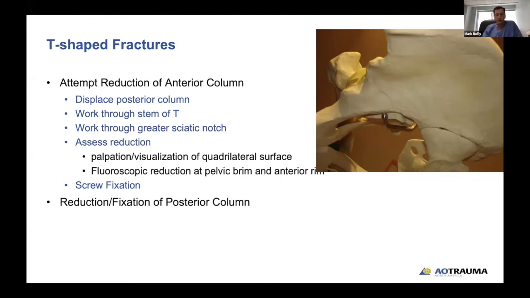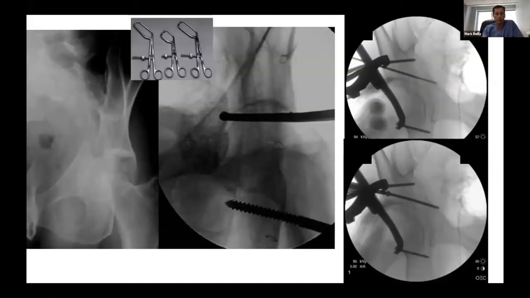We would then fix the anterior column if we can get it reduced with screw fixation that goes both perpendicular to the anterior column component as well as perhaps neutralization screw fixation long down the anterior column. And then we would proceed with reduction and fixation of the posterior column component. You can see here these intraoperative fluoro shots.